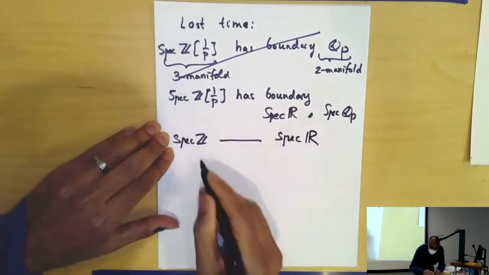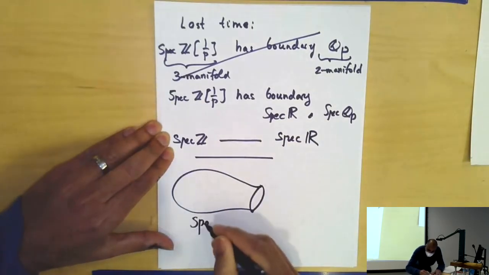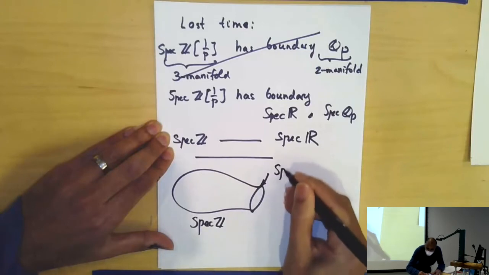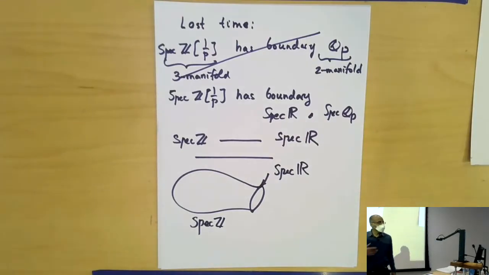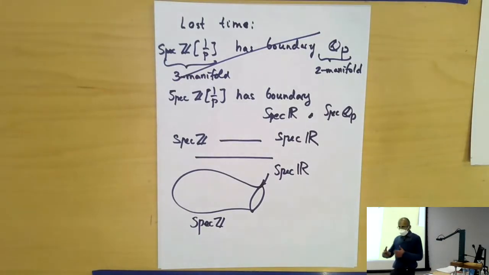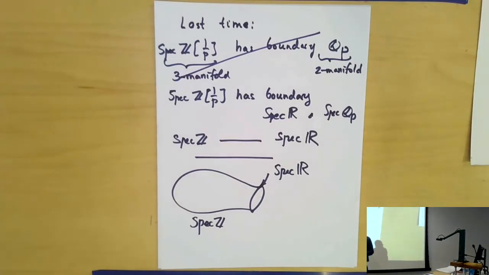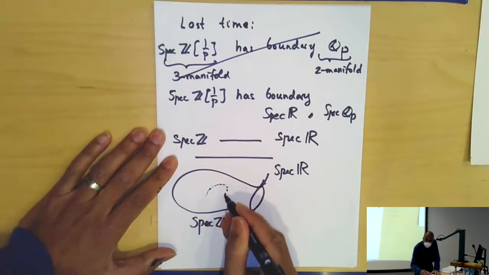So our new picture of spec Z is that it actually has a boundary, which is the two-manifold spec R. This is not something you can justify in the same way as the previous talk, but it will be the right point of view for automorphic forms, and I think it's justifiable in the spirit of what we've learned in number theory about the Archimedean and non-Archimedean places being put on the same footing.